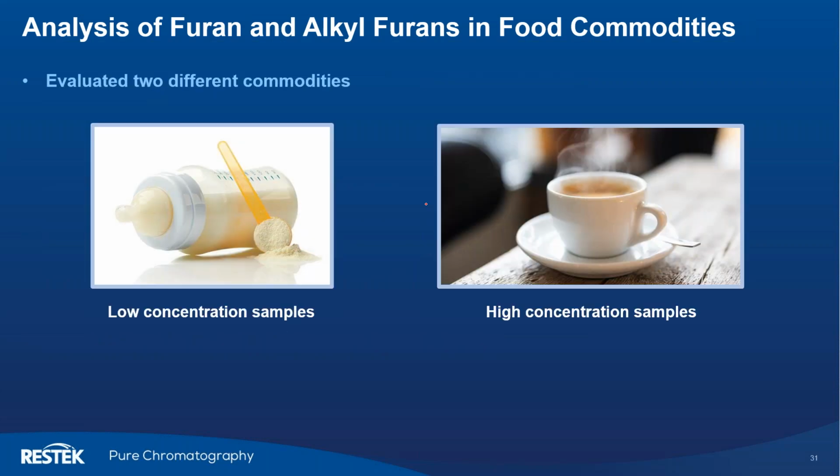And so the two commodities that I'd like to share with you today include both furans and alkylfurans in baby formula and in coffee. And what we noticed, just so you know some of the challenges going into this, and I'll touch on this again, is that the baby formula had very low concentrations and the coffee had much higher concentrations of furans and alkylfurans, which did present some challenges when trying to build a method for them.